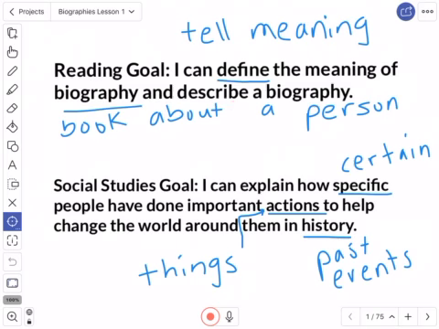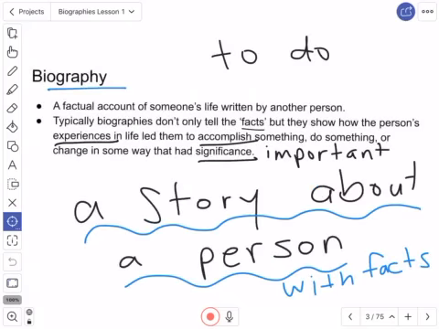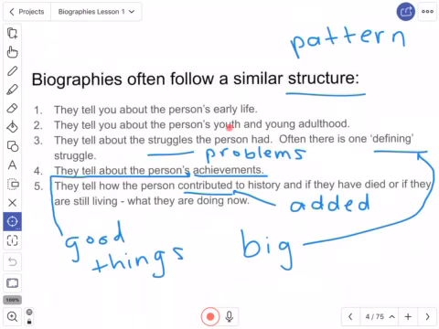So we just did the circle map activity to basically just explain that a biography is a story about a person with facts. But now we're going to be just kind of doing a check. Does Amelia Earhart follow kind of the similar pattern of a biography? Does it talk about her early life? Does it talk about when she's young, going to becoming an adult? Does it talk about her struggles or problems? Does it talk about her achievements, like the good things she does? And does it talk about how she added or contributed to history?